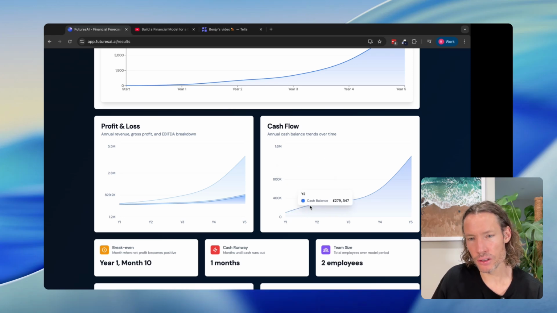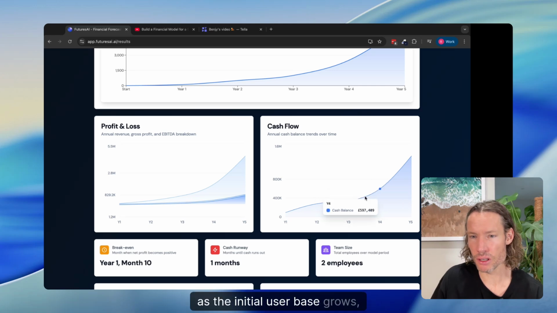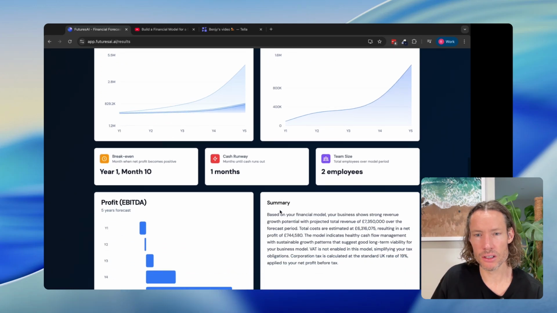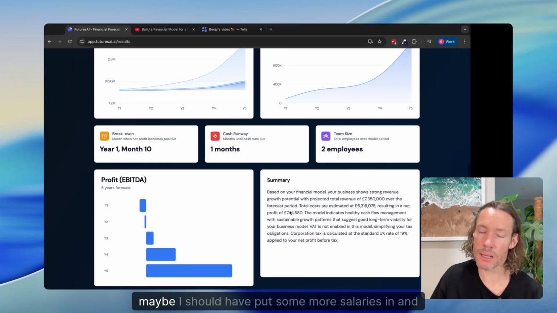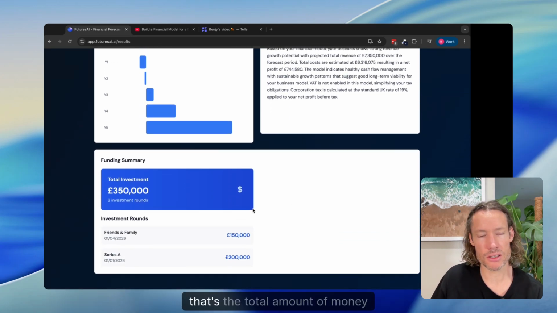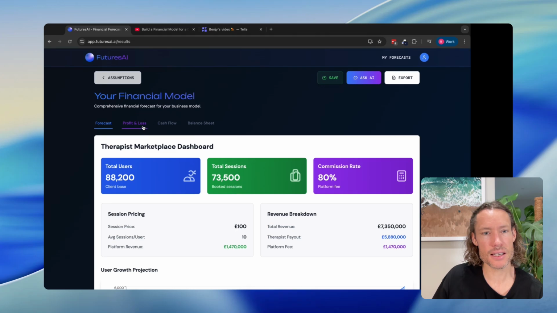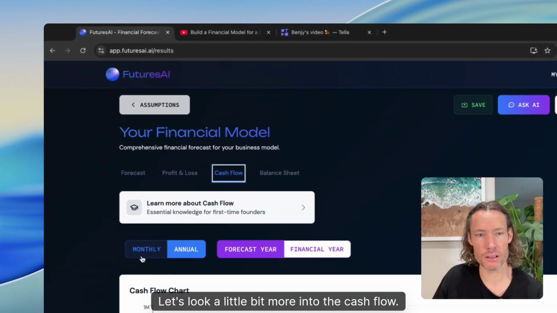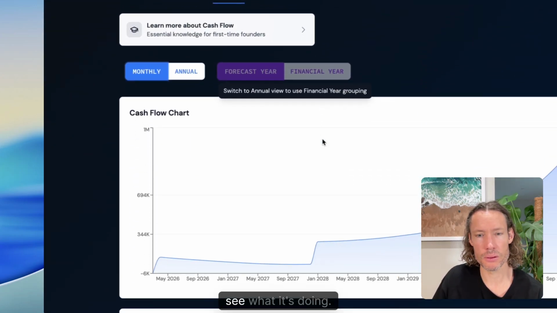Cash flow jumps up as the initial user base grows, then it accelerates. Just 2 employees, yeah. Maybe I should have put some more salaries in, had it growing. That's the total amount of money we raised. Let's look a little bit more into the cash flow. Let's take it to monthly, see what it's doing.